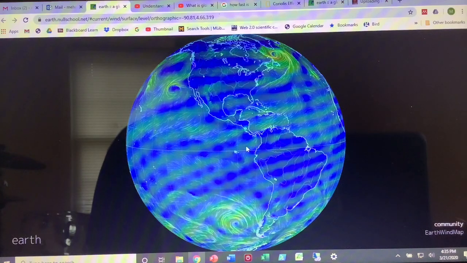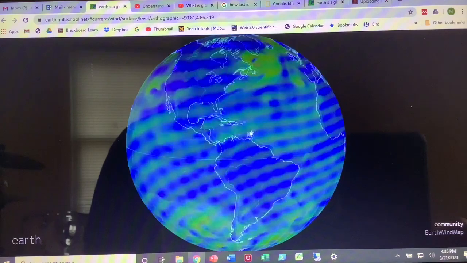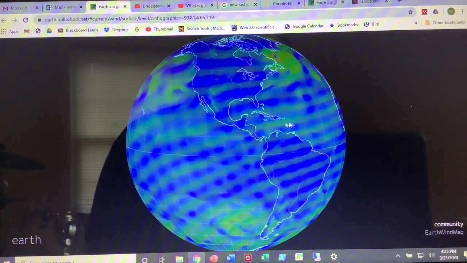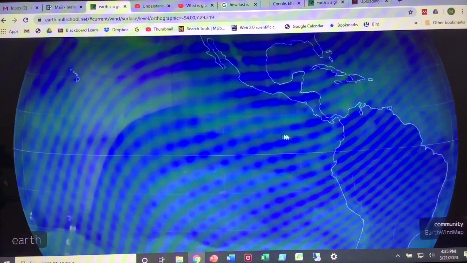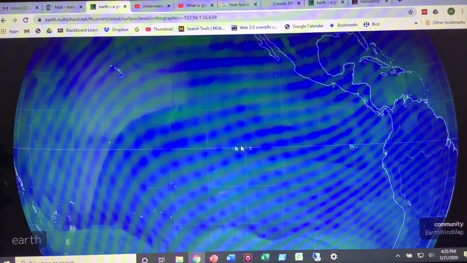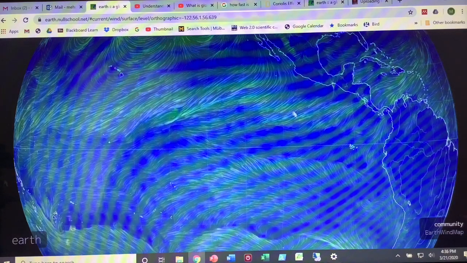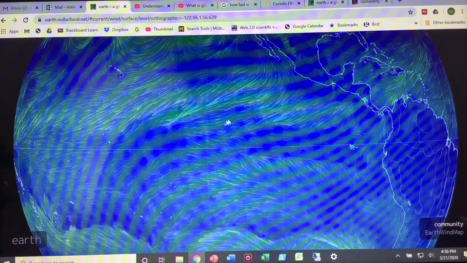Okay, so what we have here is this very cool visualization of global wind patterns. So here is this movable globe, kind of just like Google Earth. And if we zoom in a little bit on the Pacific Ocean, here's the equator. We'll start to see these really cool lines, right, showing us the global wind patterns in the Pacific Ocean specifically.